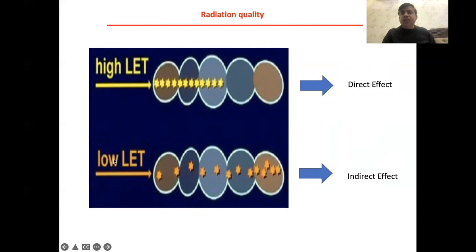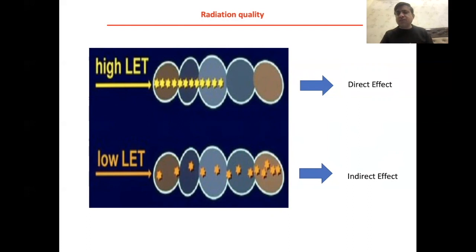And in the case of low energy transfer, the unit length of medium is not able to get a sufficiently good amount of energy packets. So we can see that here, this particular unit length has two stars, whereas in the high linear energy transfer, the unit length consists of four stars. This is a typical representation. This does not actually take place like this, but for the sake of representation, I want you to comprehend the difference between a high linear energy transfer and a low linear energy transfer.